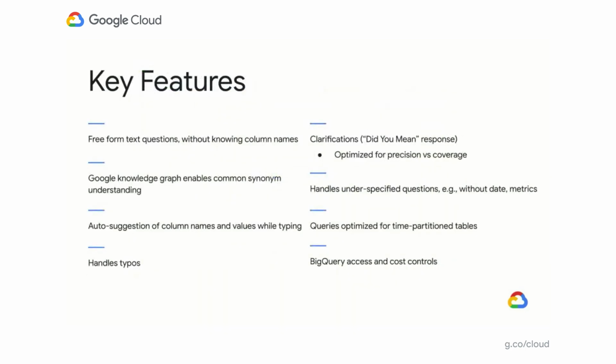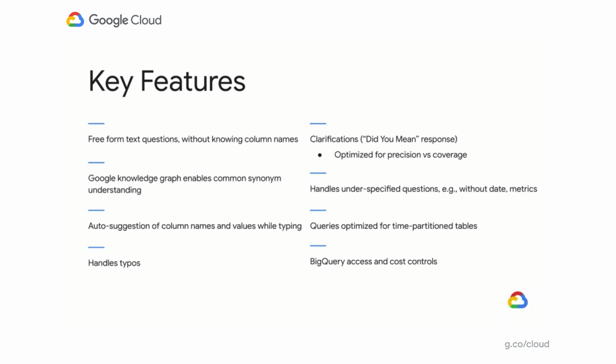To summarize the features that we just showed, with Data QnA, you can ask a question in free-form text without having to know the underlying data, but you can use business terminology. Using Google Knowledge Graph, we understand common synonyms. We auto-suggest column names and data values. These are available through the API. We do accept typos. So if a user makes an error, we do not fail. We come back with the right value.